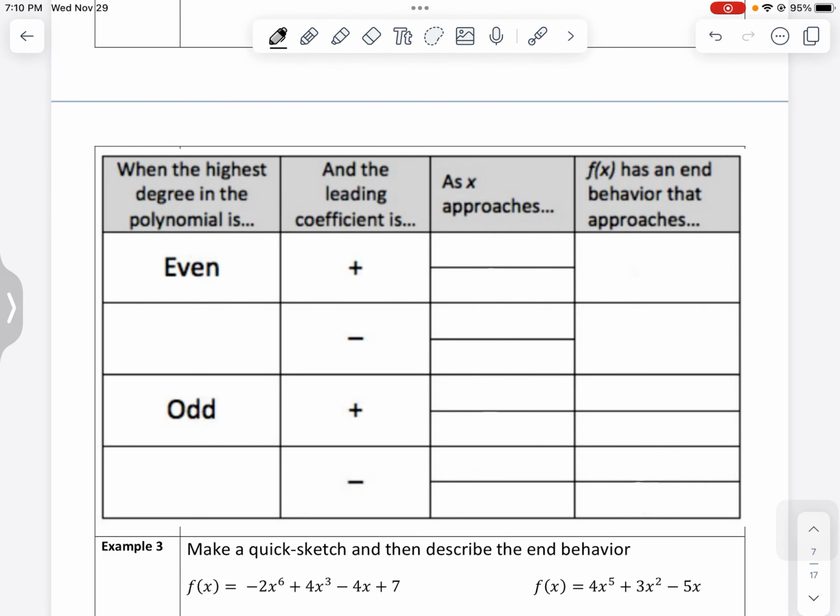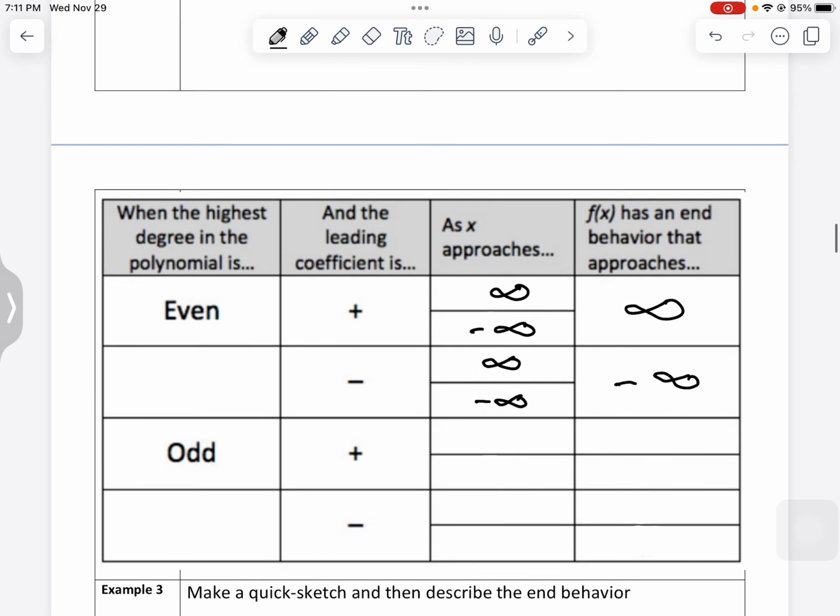So we have a little chart here we're going to look at. So when the highest degree is even and the leading coefficient is positive, as x approaches infinity and negative infinity, f of x has an end behavior that approaches, and there's supposed to be a line here actually. We'll fill that in here really quick. Oh, actually, I remember why we had that. They both are going to go to infinity on this one. Here, they're both going to go to negative infinity when they are both negative, because this is the same for both here. Let me just explain that one more time.